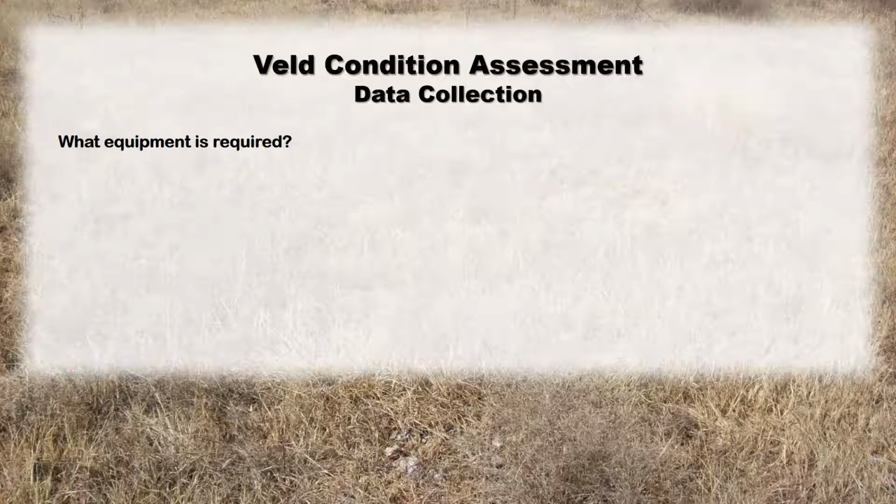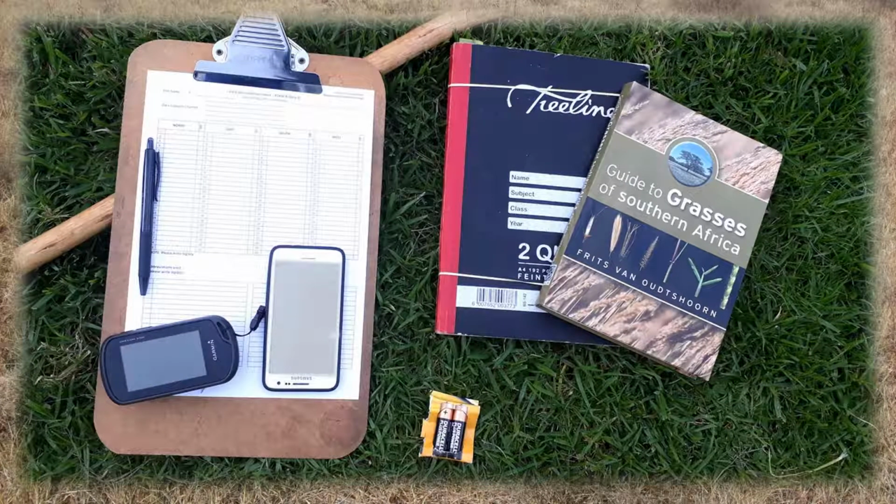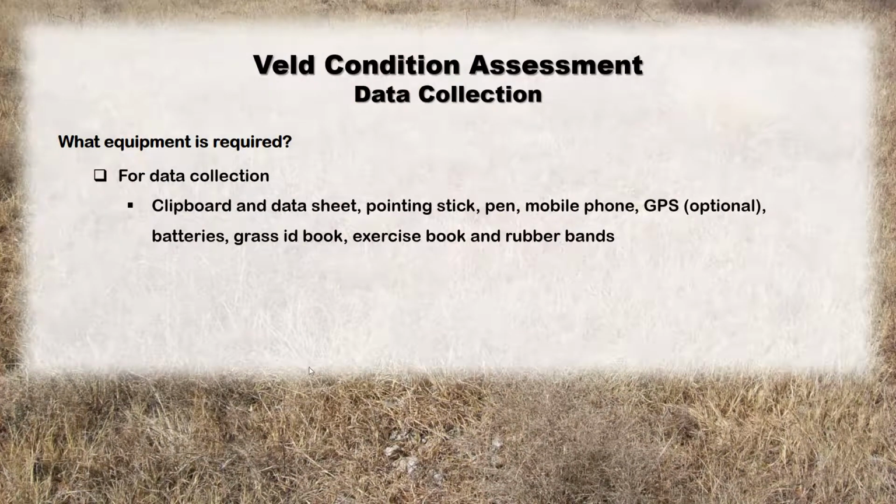Let's have a look at the equipment that is needed. If you look over here, there's the stick at the back. That's for pointing. The data capture sheets here, you can see all the basic information there, pen, very important, a grass book, cell phone, and optional things is a GPS. So let's just recap. Clipboard, data sheet, pointing stick, pen, mobile phone, and GPS, which is optional.